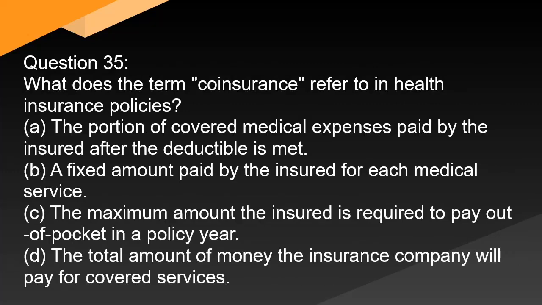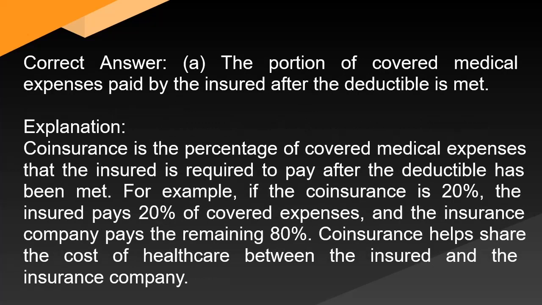Question 35. What does the term coinsurance refer to in health insurance policies? Correct answer: A. The portion of covered medical expenses paid by the insured after the deductible is met. Explanation: Coinsurance is the percentage of covered medical expenses that the insured is required to pay after the deductible has been met.